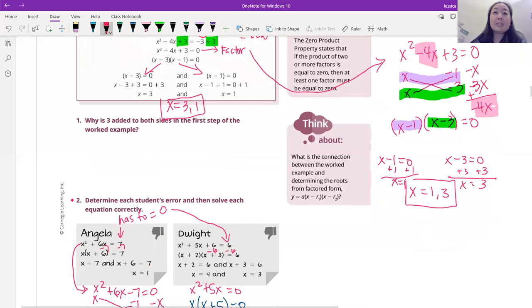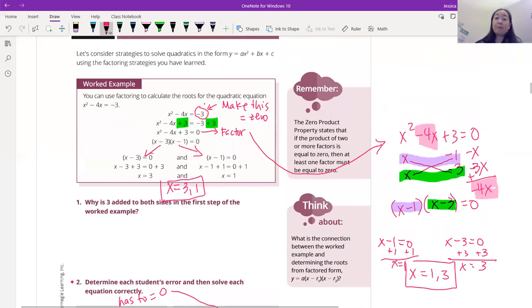It says, remember, what is the connection between the worked example and determining the roots from factored form? So this is exactly finding the roots of f of x equals x squared minus 4x plus 3. That's all related. And x minus 3 times x minus 1 is the factored form of that. It's the exact same equation. This is in standard form, this is in factored form. Some of you may have asked whether the order of x minus 1 matters. No, it doesn't. Remember, it's multiplying, so order does not matter.